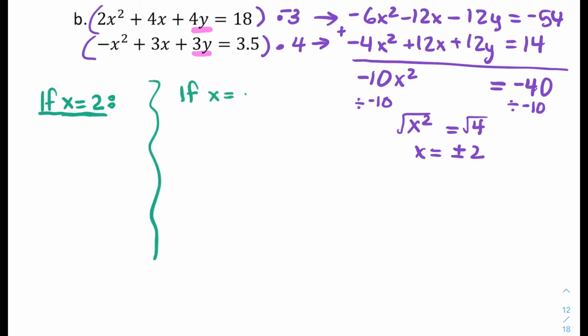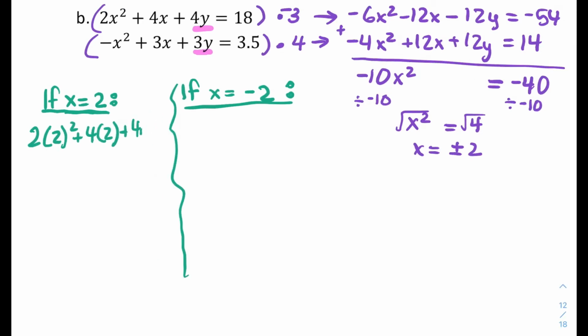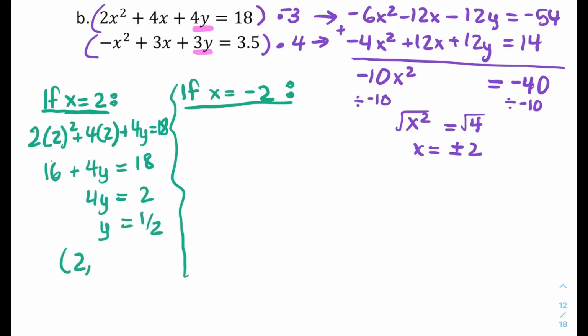Okay, this is going to get a little bit messy. Doesn't really matter which equation you use to plug it back into. So I'm just going to plug back into my first equation. So if I plug positive 2 back in there, I'm going to end up with 2 squared 4, times 2, 8, plus 8, 16, plus 4y equals 18. Subtract 16 from both sides gives you 2, and then divide by 4 and you get y equals 1/2. So if x is 2, y is 1/2.